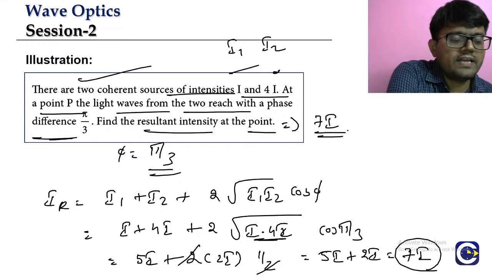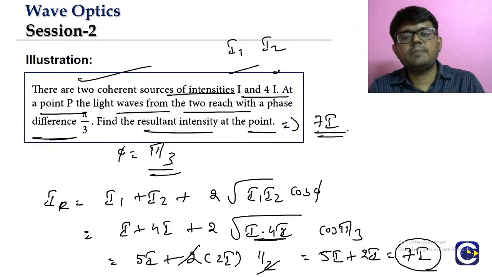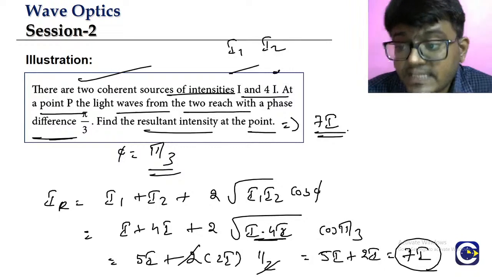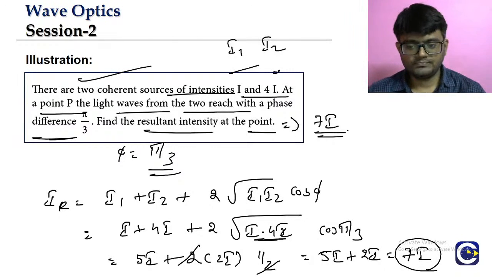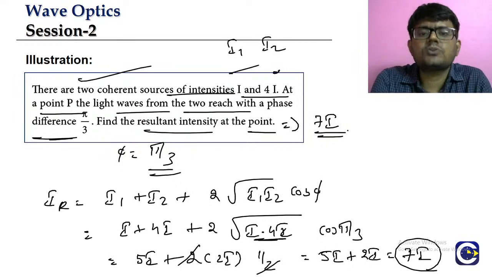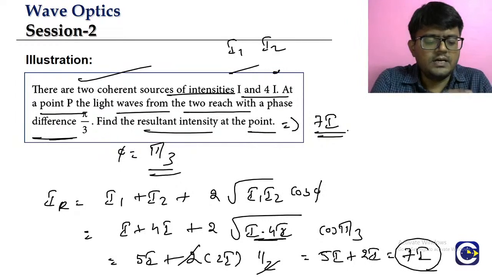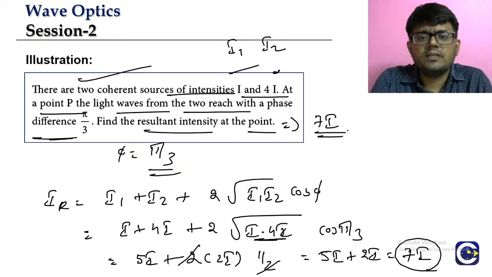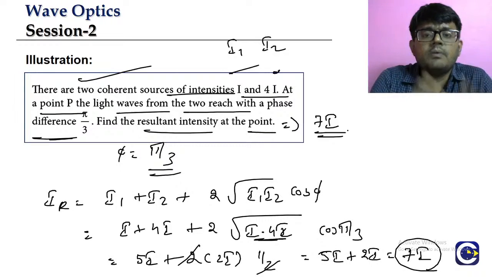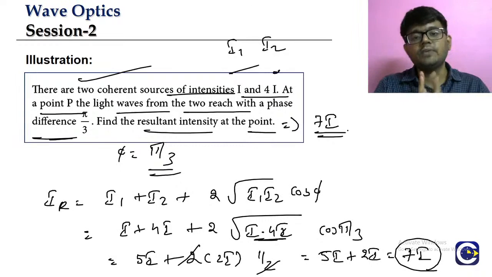So at the point where the phase difference is pi by 3, what is the resultant intensity value? It will be what? 7I. Okay. So just based on the formulae for the coherent sources, right? The resultant amplitude equation, resultant intensity equation, and then that I max I minimum ratio. These are the formulae we need to keep in mind.